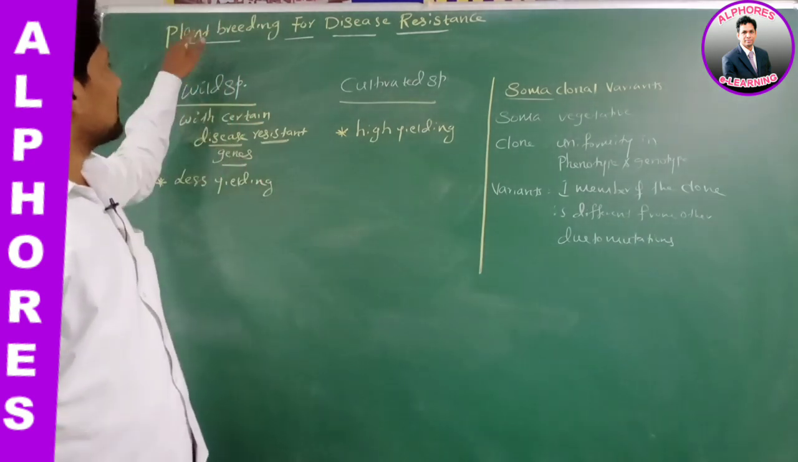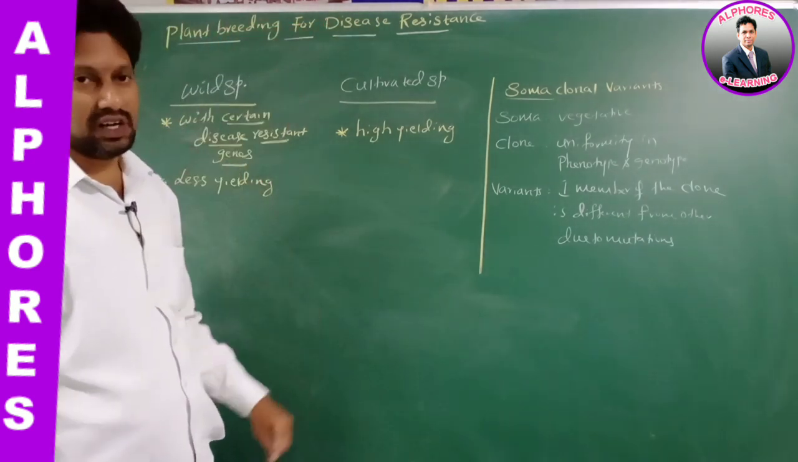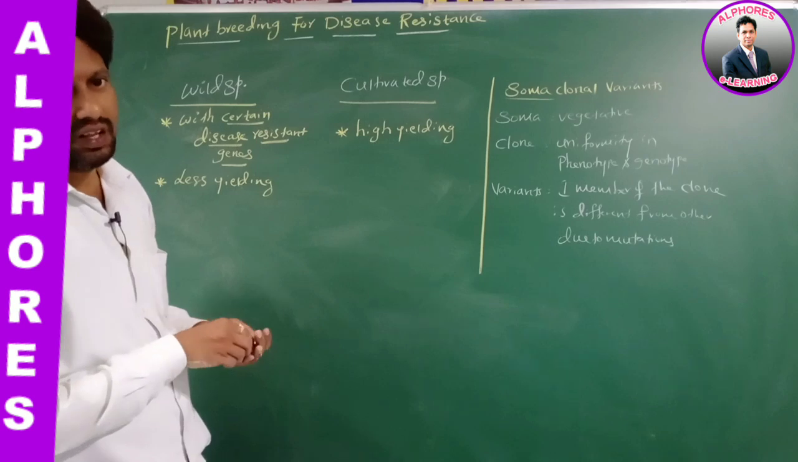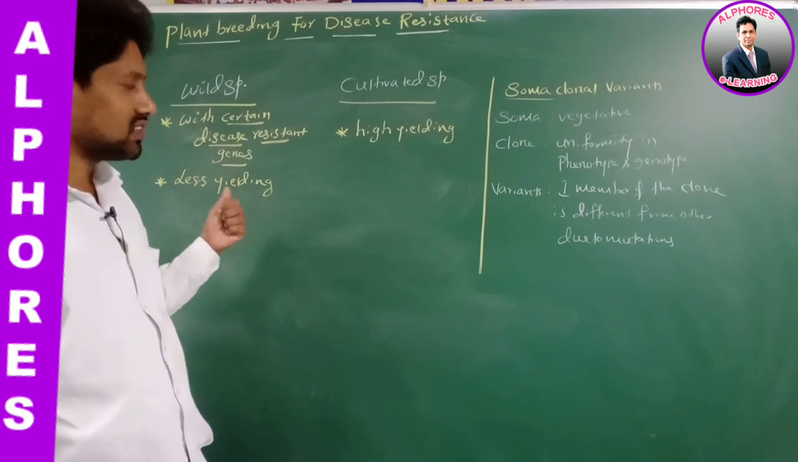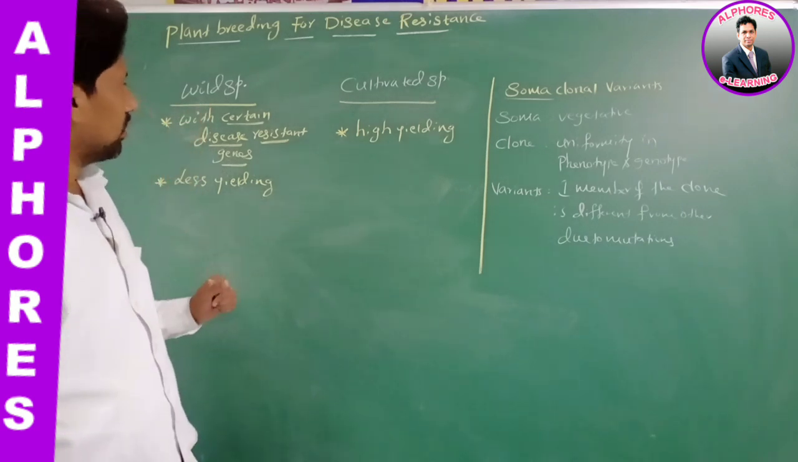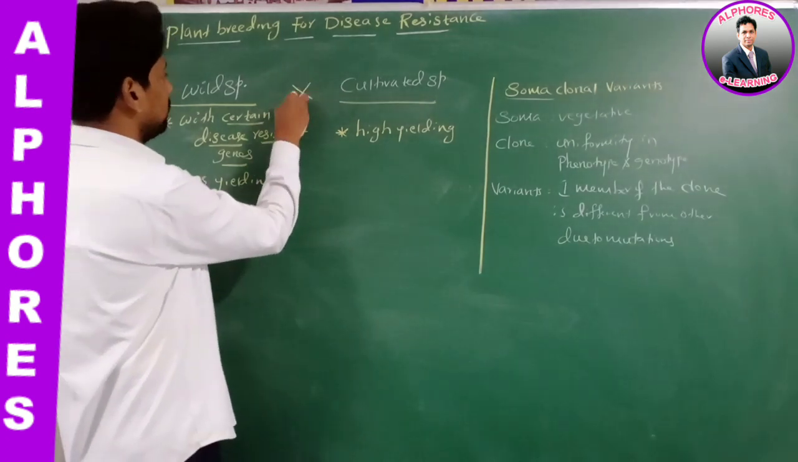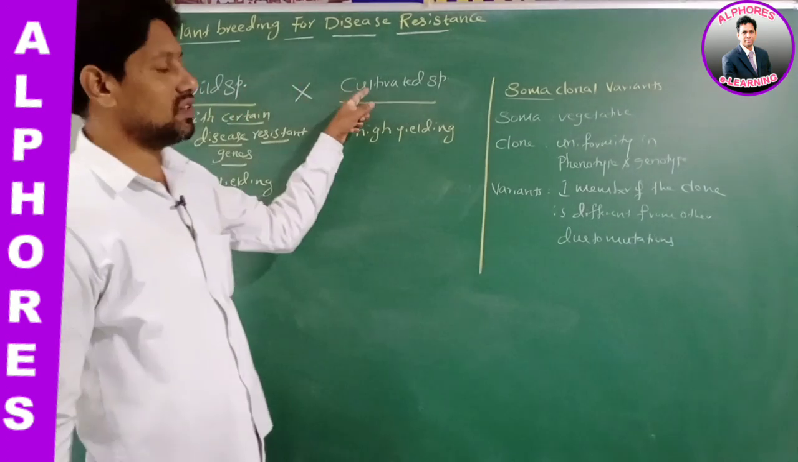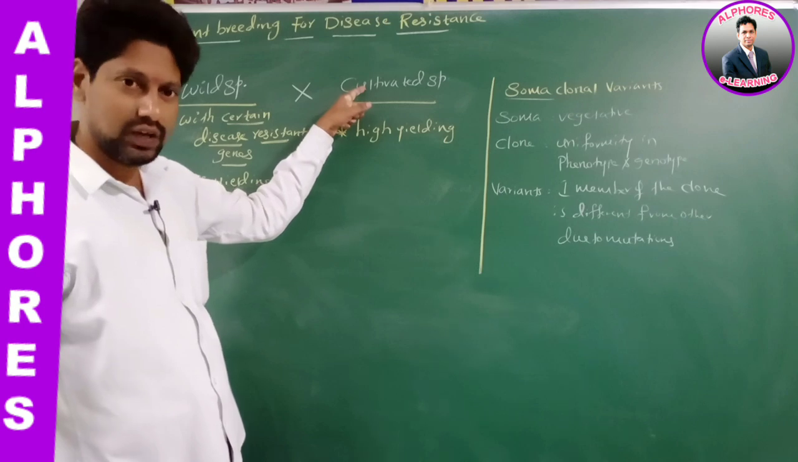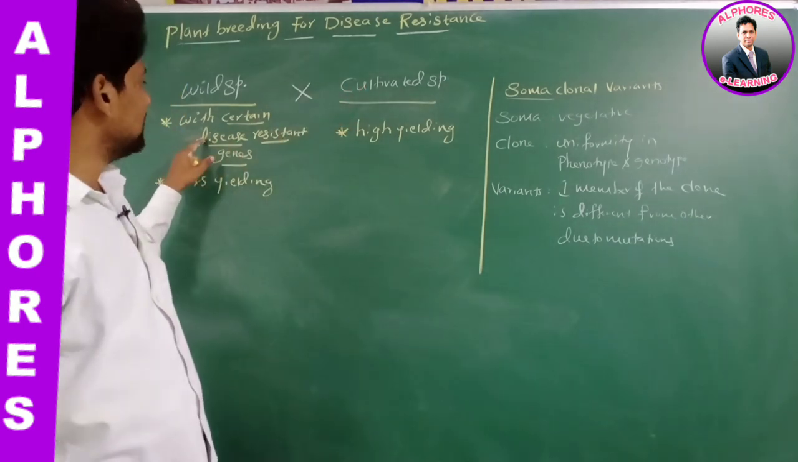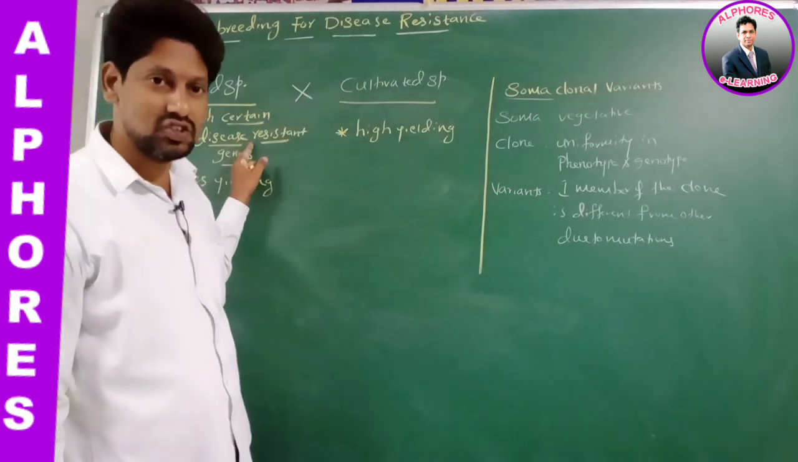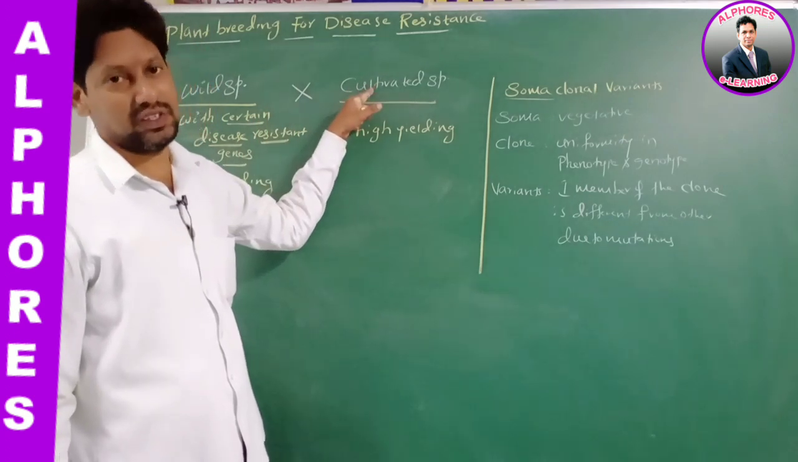Now, we are discussing plant breeding for disease resistance. Where are disease resistant genes available in this case? Wild species. Therefore, if you cross these two varieties, a wild species and a cultivated species, then this disease resistant gene is introduced into the cultivated species. The disease resistant gene is transferred to the cultivated species.